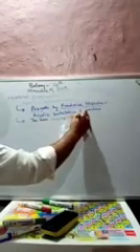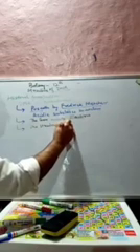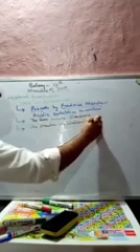Second, regarding this DNA, the term was first of all given by Zacharias, and the model, the structure rather of this DNA, was given by Watson and Crick.